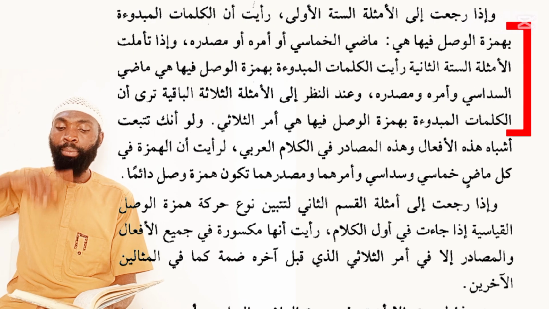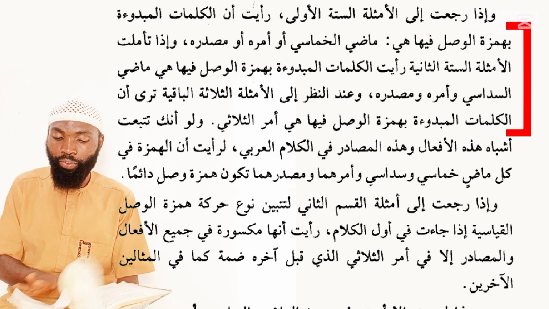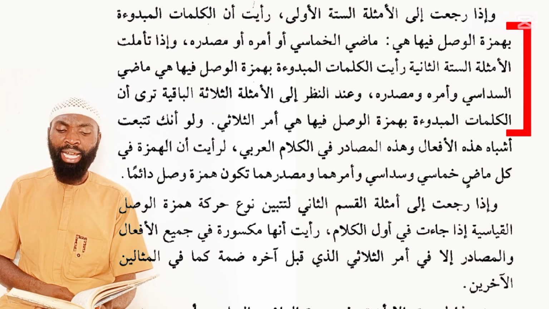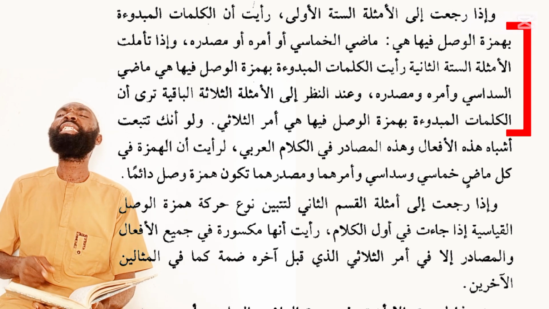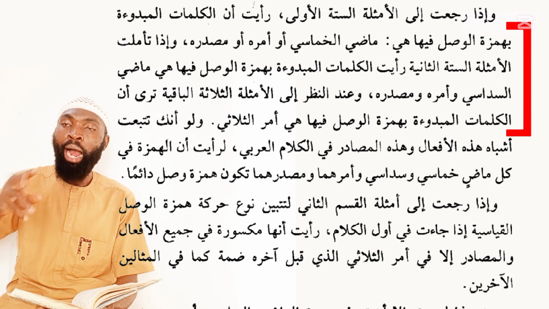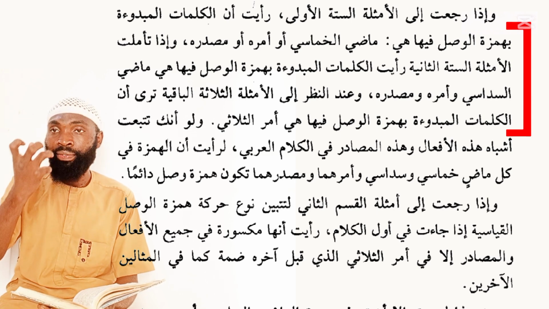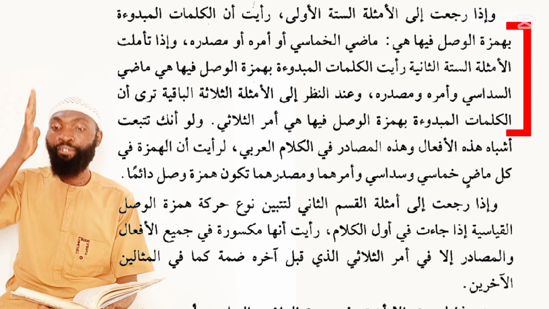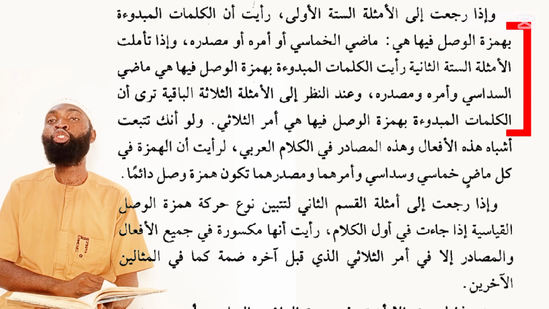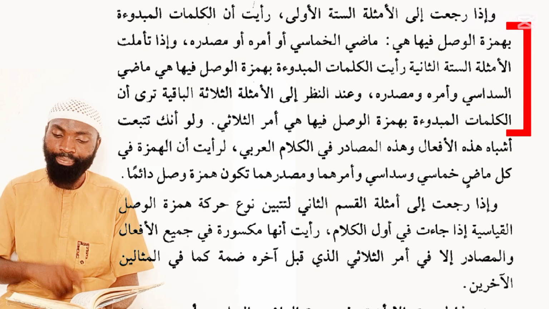وَإِذَا رَجَعْتَ إِلَى الْأَمْثِلَةِ السِّتَّةِ الْأُولَى. If you go back to the first 6 examples, from example number 1 to 6, رَأَيْتَ أَنَّ الْكَلِمَاتِ الْمَبْدُوءَةَ بِهَذَا الْوَصْلِ فِيهَا. You will see that all of the words which begin with this type of hamza, they are مَاضٍ خُمَاسِي. They are the past tense verb from the 5-letter verb. An example, look at the verb number 1. We have the word intabahtu. This word is made up of 5 letters. That's why it's called al-khumasi.